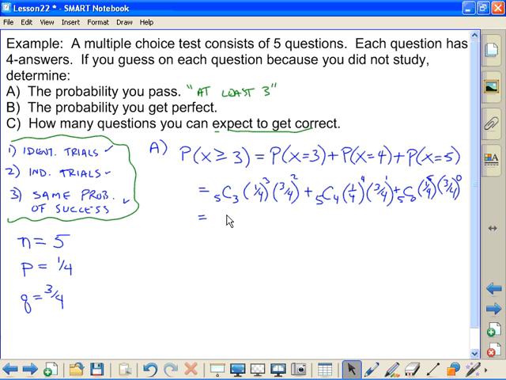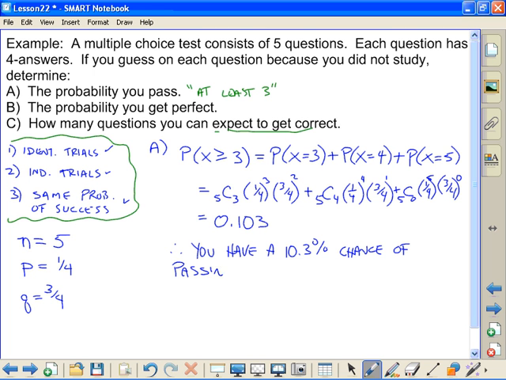And the calculator tells me that it is 0.103. So therefore, you have a 10.3% chance of passing simply by guessing. It's not very good. So even on a 5-question multiple choice, just think if there was more than 5 multiple choice questions, say there was 10, 15, 20, it's only going to go downhill from there. So highly recommended studying for tests.